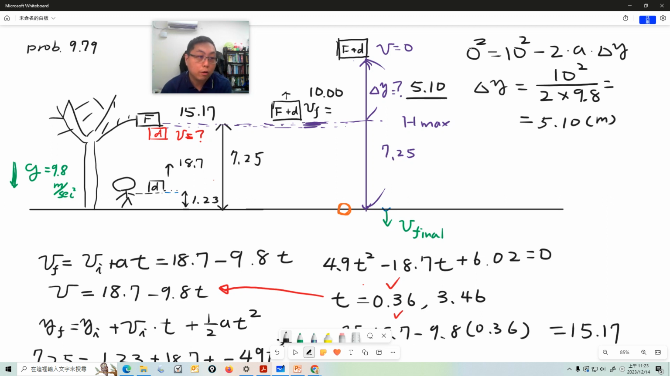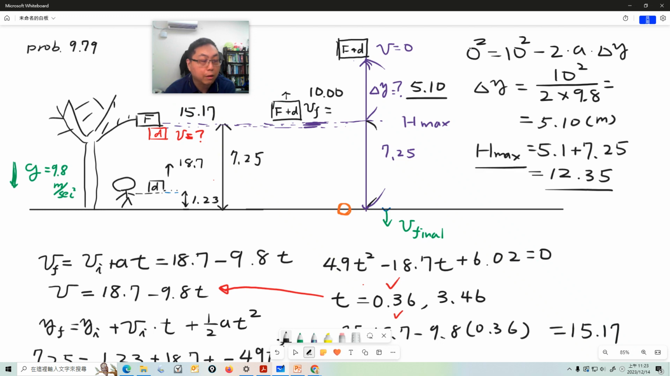So what is our h maximum? H maximum is this distance plus this distance. So h max is equal to 5.1 plus 7.25, and the total is 12.35. That's our maximum height relative to the ground. And so what's the final velocity when this combination hits the ground?